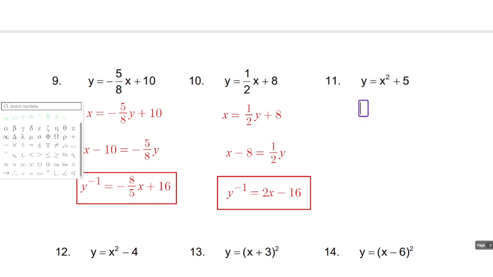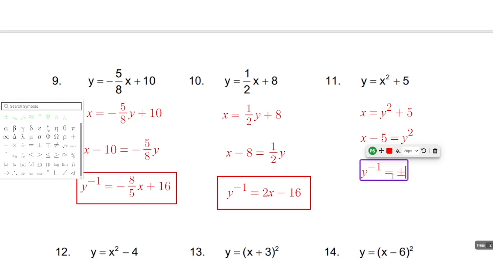So if I swap x and y here, I get x equals y squared plus 5. Then I want to subtract 5 from both sides. And then this is how I'm going to isolate my y and get my inverse. I need to take the square root of both sides. But anytime you take the square root of both sides of an equation, you do have to include a plus or minus. And this is why the inverse is not a function, because it does require two different equations, and you'll get two different outputs for a given input.